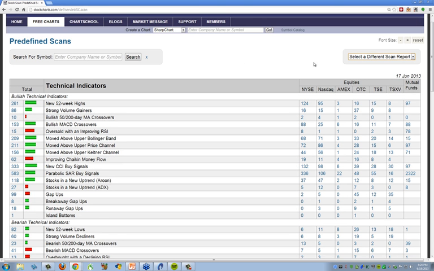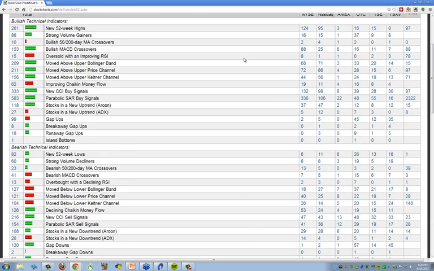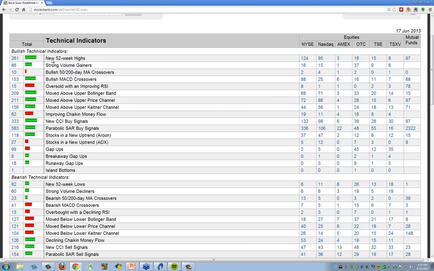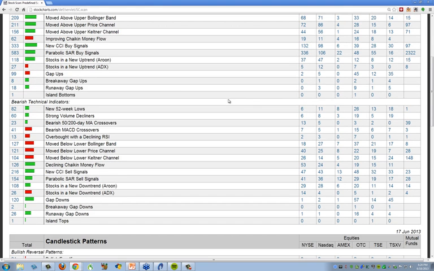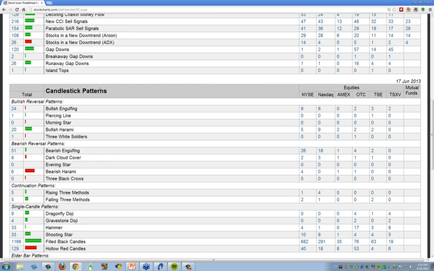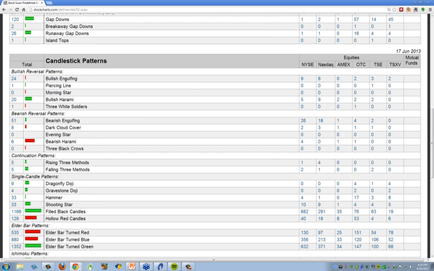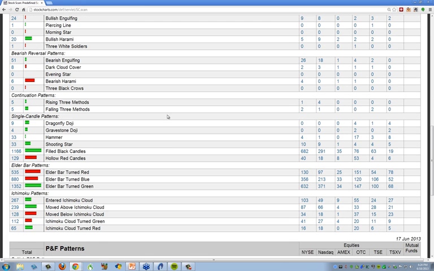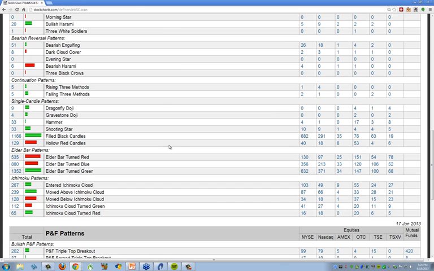Scroll down here. You're going to go through bullish technical indicators. There's 107 new bullish ones. That's good. Bearish technical indicators. You're going to go through that. You're going to come all the way down here to the candlestick patterns. You're going to look all the way down at the bottom where it says Ichimoku patterns. And let's say you were interested in the ones that were entering the cloud. Okay? Then I would click that number.